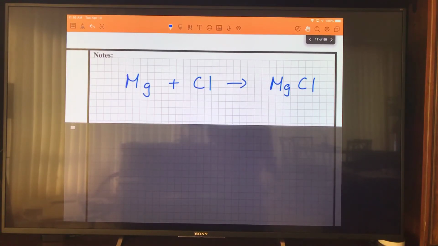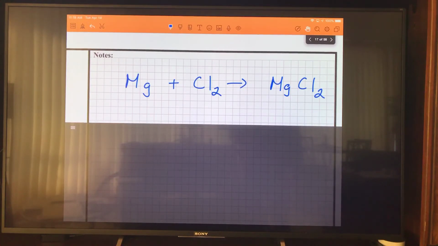Third step, check for diatomics. Okay, so the chlorine over here, it's traveling with a friend, so it doesn't need a little 2 after it. But this one's alone. It's got to have a 2 after it. Make sure you always include that diatomics. That was step 3. Step 4 is balance the product. So magnesium plus 2, chlorine minus 1. Switch the numbers and it should be MgCl2.